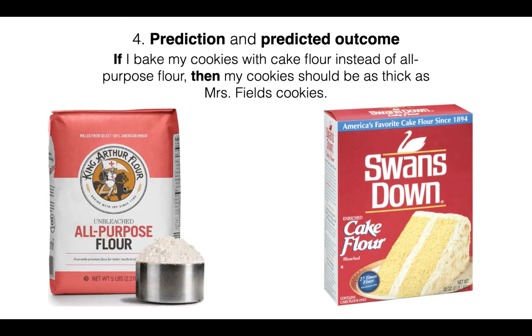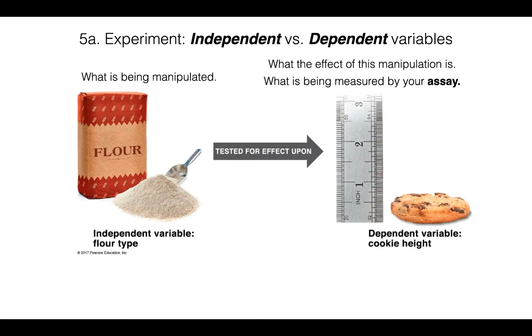Now we get to the next step. Now we get to the part where we make an experiment. But let's first define a few things. We need to define what an independent variable is and what a dependent variable is. The independent variable is the thing that you are manipulating, the thing that your experiment is testing, and that is flour type in our particular example.